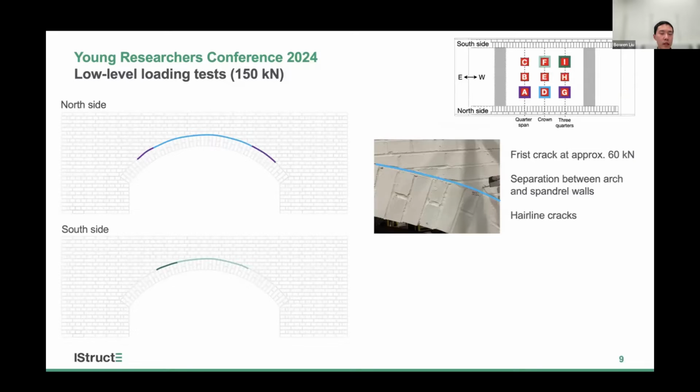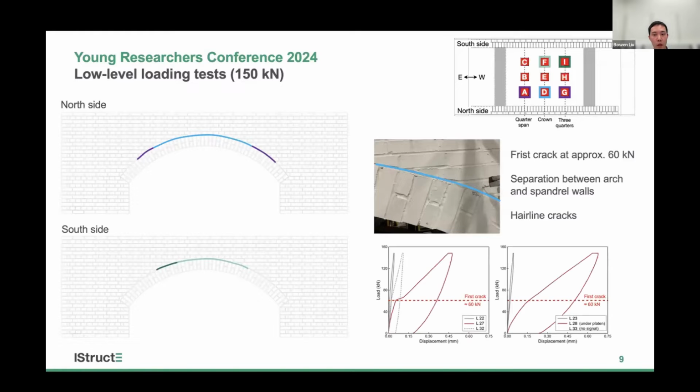Next, I would present some key findings of the experimental study. During the low-level loading test, we observed early stage damage. When we applied load at point D and point F at the central line, over the arch quoin close to the spandrel walls, we found hairline cracks occurred between the arch barrel and spandrel wall. If we check the load-deflection curve, we can see a clear change in the slope when the load approached around 60 kilonewton. Further application of the load close to the spandrel walls would result in this crack propagating.